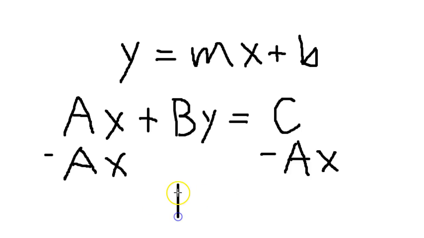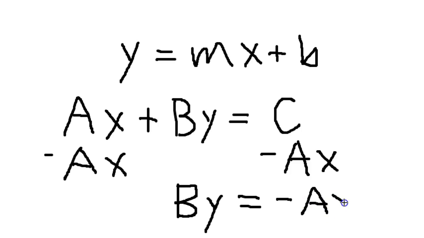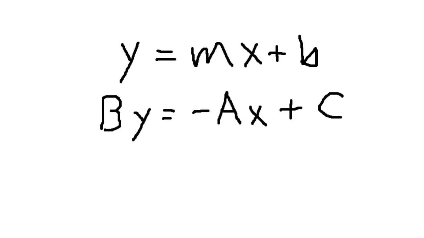And the result is that BY, that's what's left behind, because on the left side of the equation, the AX's cancel out. So we're left with BY is equal to negative AX plus C. So far, what we've done is just subtract AX from both sides of the equation, and we're one step closer to figuring out what y is. So up to this point, we've got BY equals negative AX plus C.